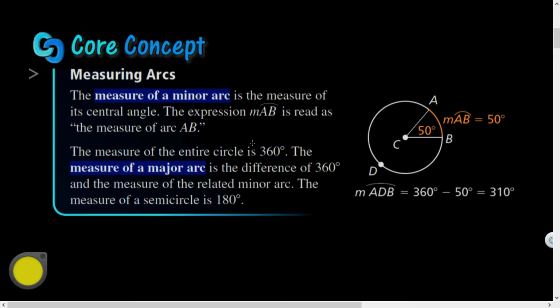The measure of the entire circle is 360 degrees, and the measure of a major arc is the difference of 360 and its related minor arc. So 360 minus the minor arc will equal the major arc.